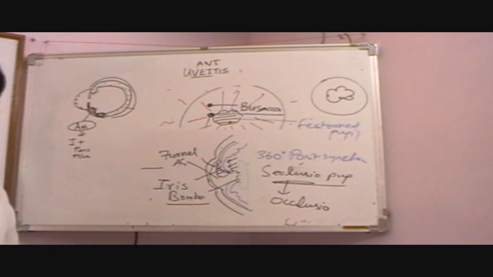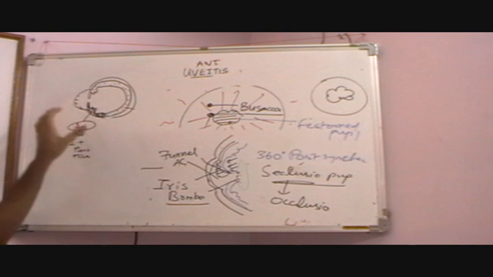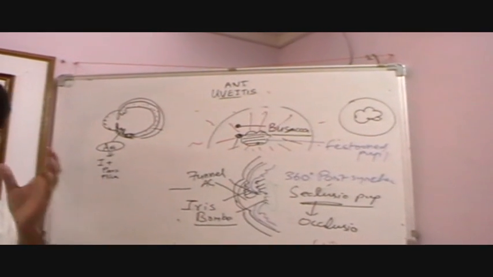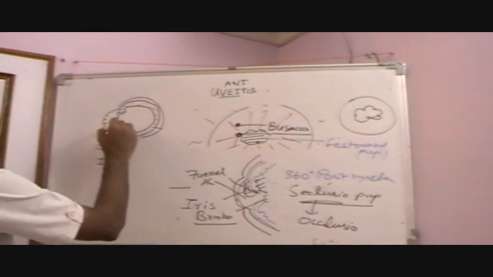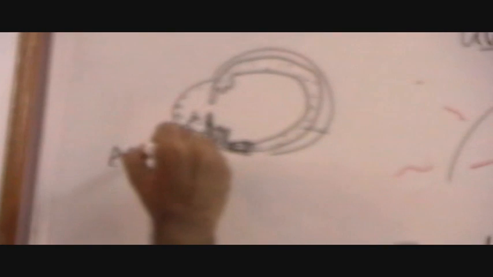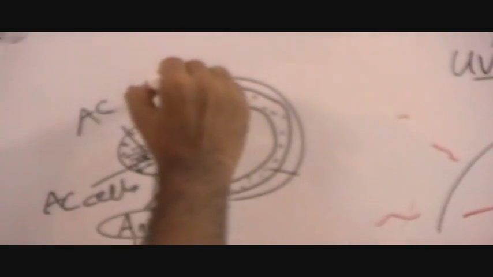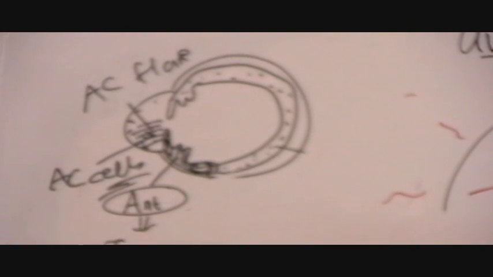One important point I want to mention in this anterior chamber is, apart from the hypopyon, apart from the hyphema, there are important reactions. There are AC cells. The anterior chamber cells are also seen. AC cells. You can also have flare. AC flare. What are these AC cells? The cells of the anterior chamber.